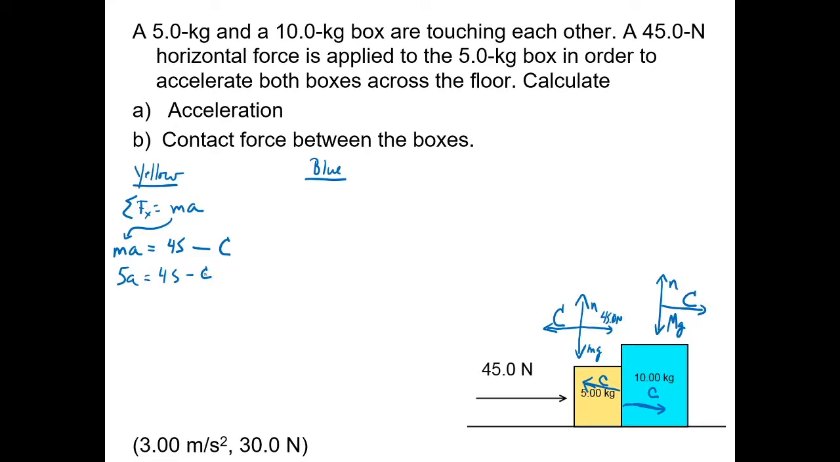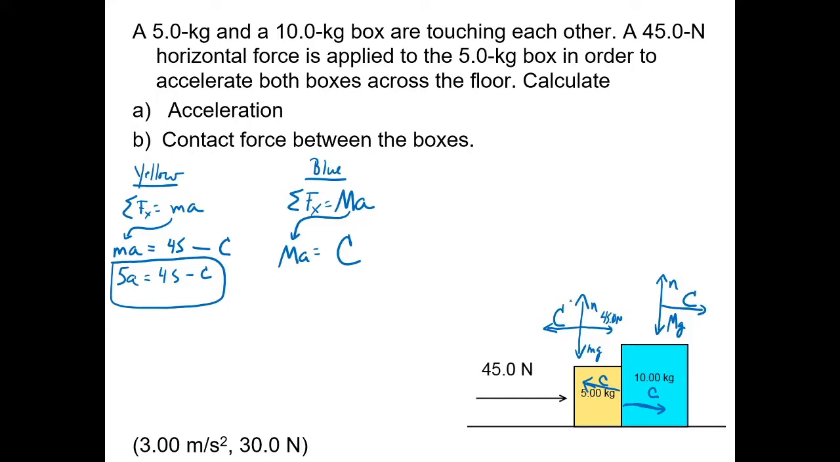And although we might like to try to go a little farther, we actually can't at this point because we have two equations and two unknowns. And because of that, we're going to need a second equation. And we get that from the blue box. So for the blue box, the sum of the forces in the x direction is MA. Bring that down to the next line. The only force moving the blue box in the x direction is the contact.